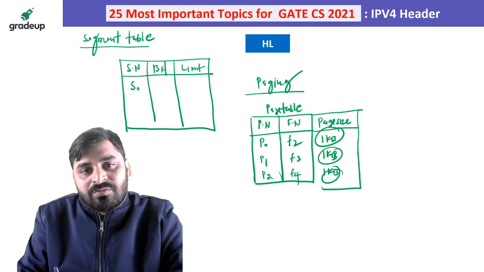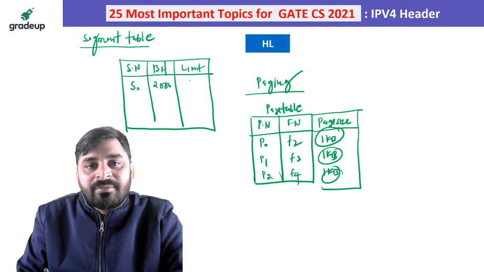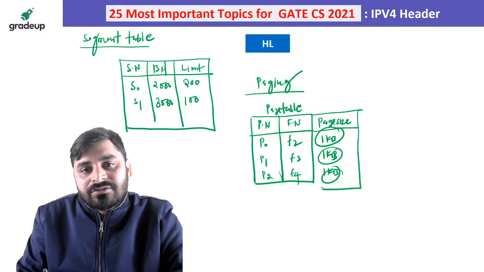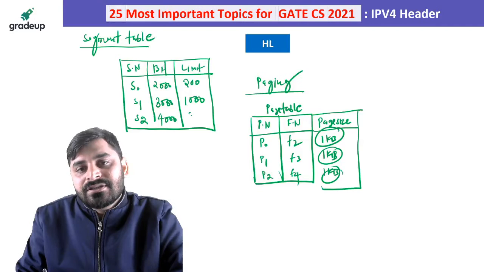Segment number 0, base address is 2000, limit is 2. Segment number 1, base address is 3000, its size is 1000. Segment number 2, suppose this base address is 4000, it is 2000.